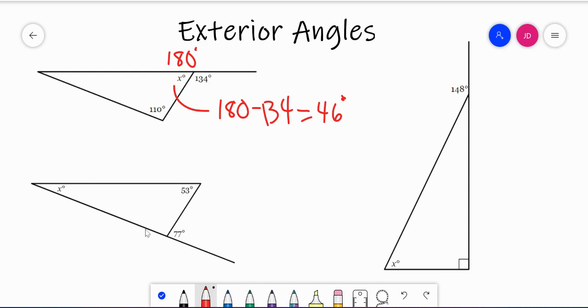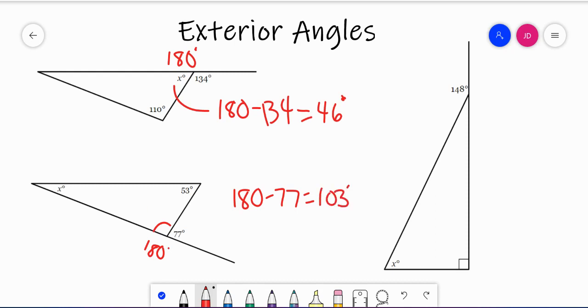This one may require multiple steps, but I'll show you a shortcut you might use later on. We have a triangle here, and we have this exterior angle here. We don't know what this is, but we could figure it out, because we know this is 180 degrees. So to figure out what this is, you do 180 minus 77, which is 103 degrees.